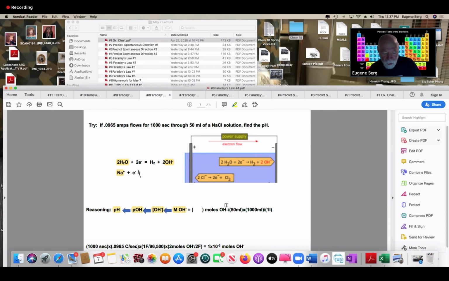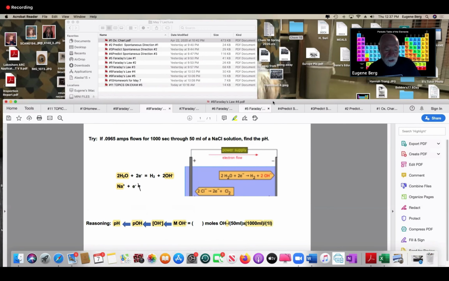Sorry for my little typo here, that should be a little higher. So moles of hydroxide ion per liter. But we don't have liters, we have 50 milliliters. So what we're going to do is convert moles of hydroxide per 50 milliliters into moles per liter using the conversion factor that 1,000 milliliters equals 1 liter. So I hope out of this analysis you see the missing information is moles of hydroxide.